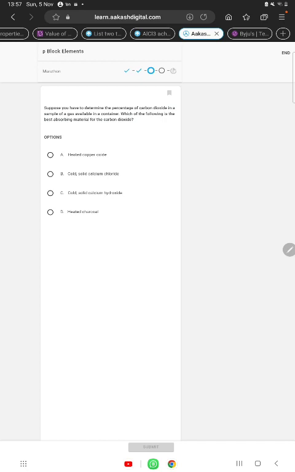Suppose you have to determine the percentage of carbon dioxide in the sample of gas available in a container. Which of the following is the best absorbing material for the carbon dioxide? Heated copper oxide, cold calcium chloride, cold solid calcium hydroxide. C is correct.